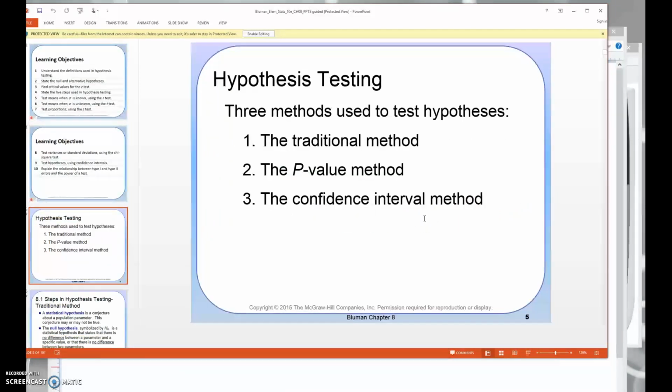There are three methods used to test hypotheses: the traditional method, the p-value method, and the confidence interval method. In section 8.1, we're going to be looking at the traditional method. In section 8.2, we'll focus in on the p-value method. And then lastly, the confidence interval method will be found in section 8.6.